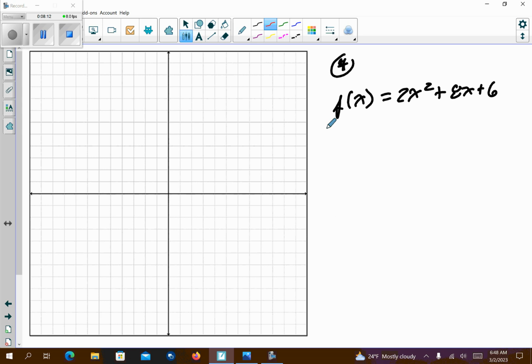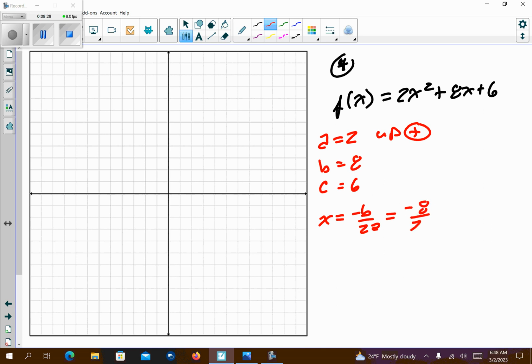This is problem number 4. Our A value is 2, so it opens up because it's positive. Our B value is 8. Our C value is 6. X equals -b over 2a. That finds us our axis of symmetry. So I'm going to get -8 over 2 times 2, which is -8 over 4, which gives me -2. That's our axis of symmetry. It's also our x value of our vertex.